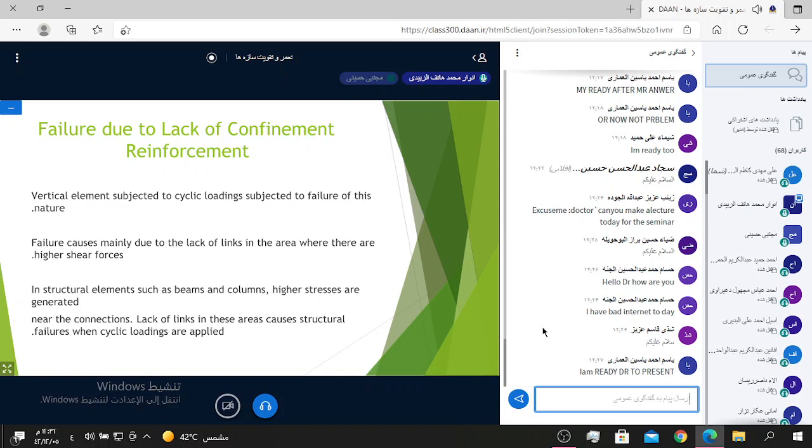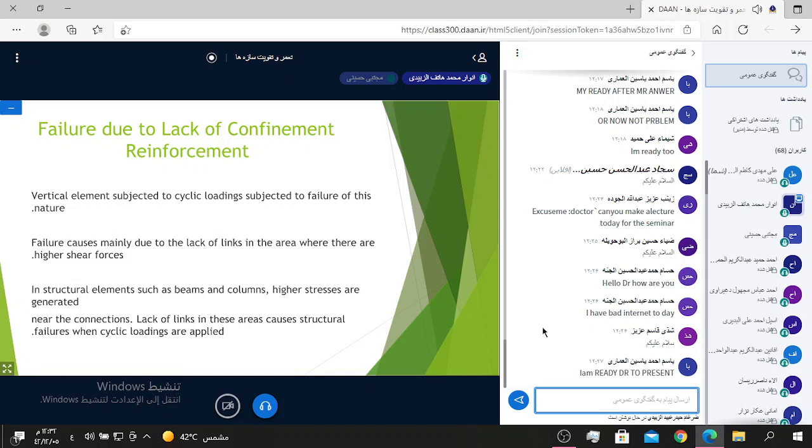Failure due to lack of confinement reinforcement. A vertical element subjected to cyclic loading of this nature. Failure is caused mainly due to the lack of links in the area where there are higher shear forces. In structural elements such as beams and columns, higher stresses are generated near the connections. Lack of links in these areas causes structural failure when cyclic loads are applied.